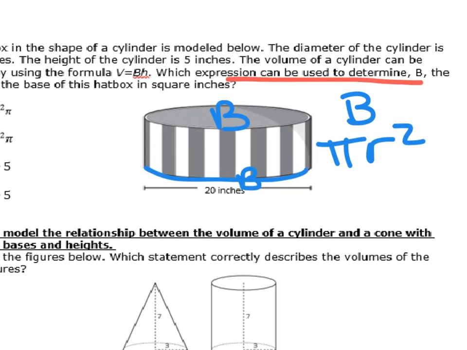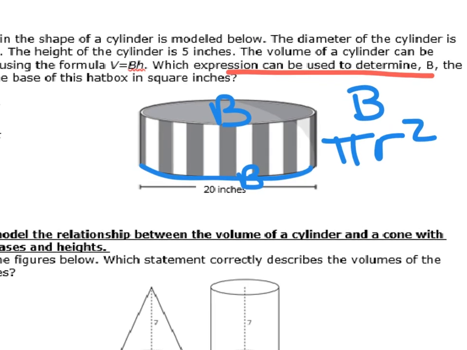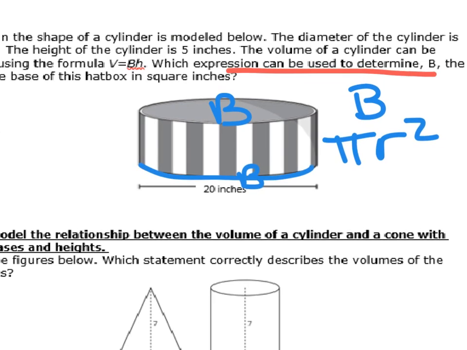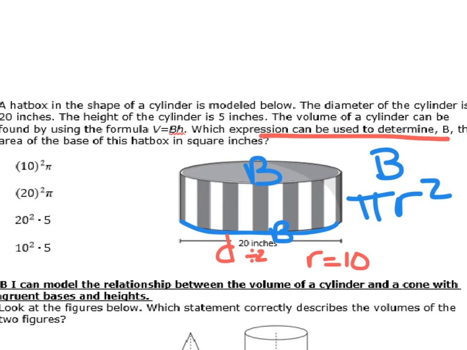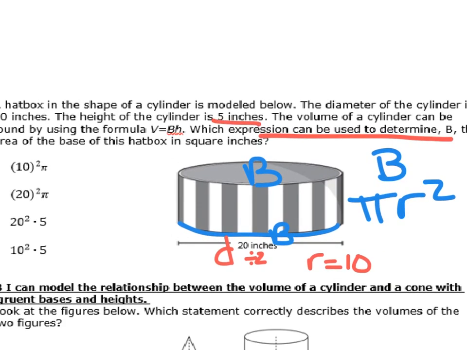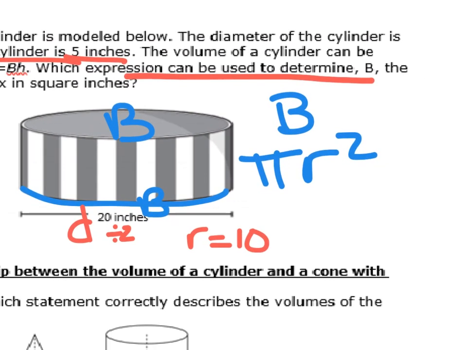So in order to use this formula, pi is just pi, but I need r, the radius. This 20 that goes all the way across is going to end up being my diameter. Diameter goes all the way across. But I can use that to find my radius by dividing it by 2. So radius is 10. I also have a height of 5 inches that it tells me. But if I look at my formula, do I have h anywhere here? No, I don't. So I don't need that number for this problem. So pi is just pi.